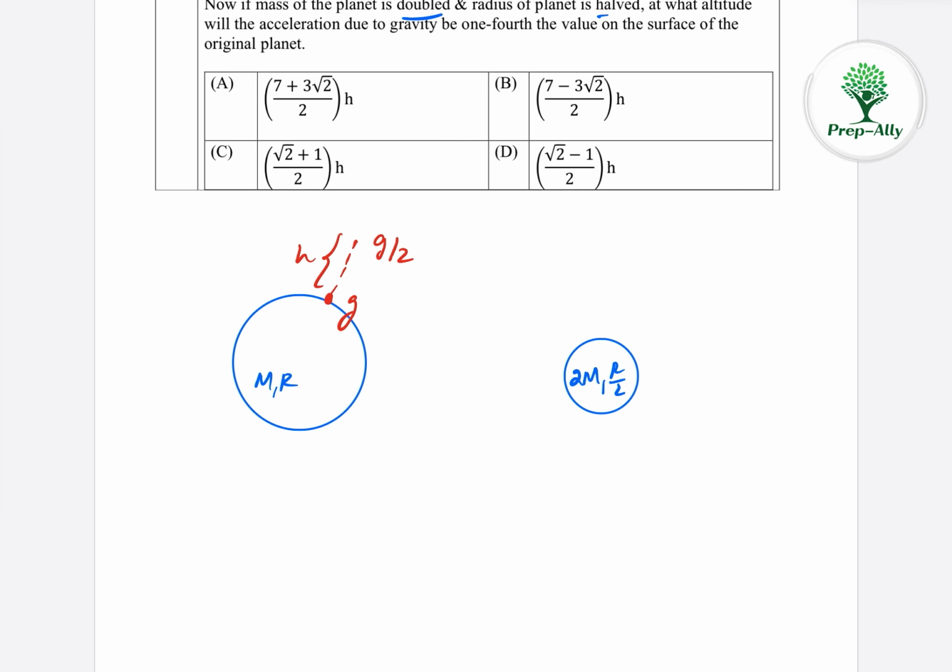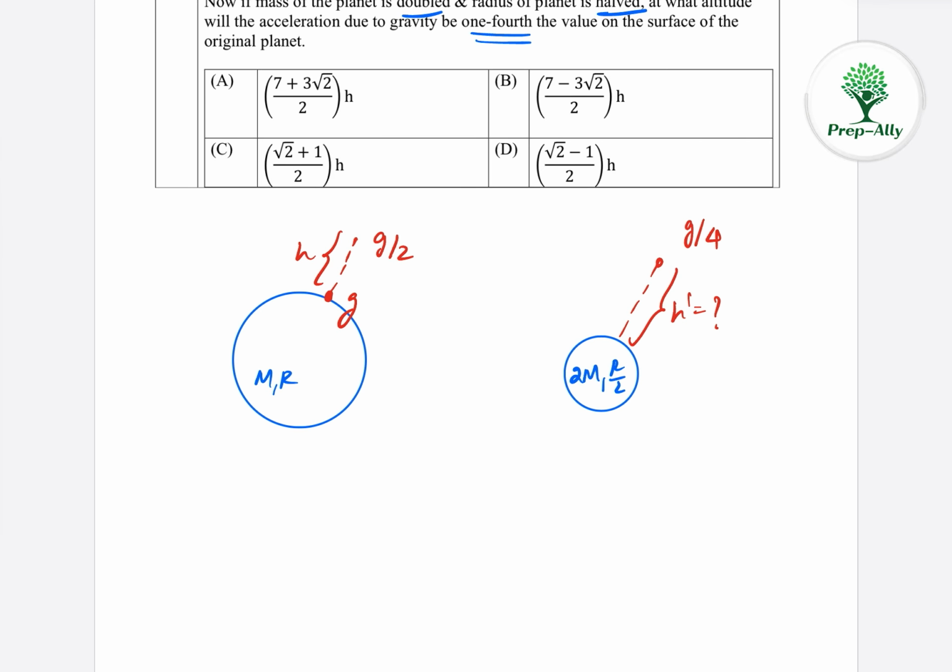So doubled and halved. At what altitude will acceleration due to gravity be 1/4 the value on the surface of the original planet? So now we want to find out this altitude h dash, such that the g here is g by 4. It is 1/4 of this original value. So you have to get this h dash. That is what the question asks us.